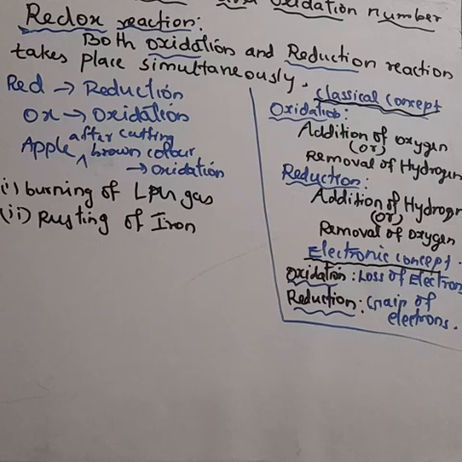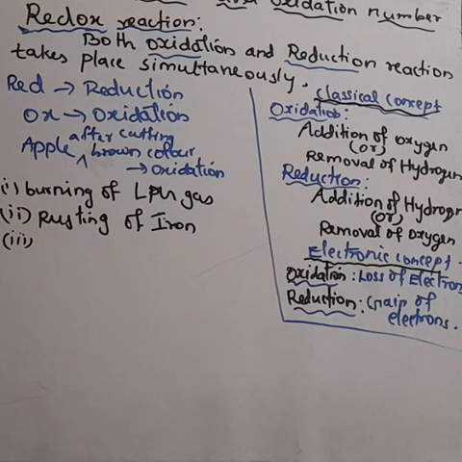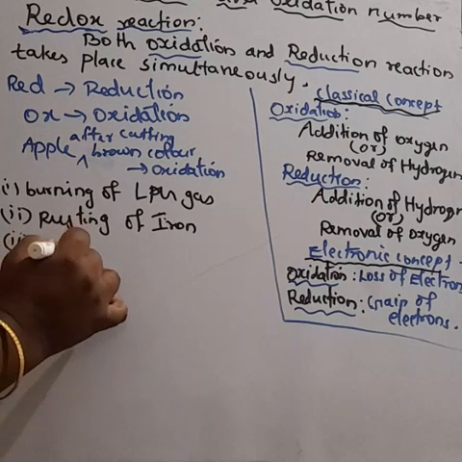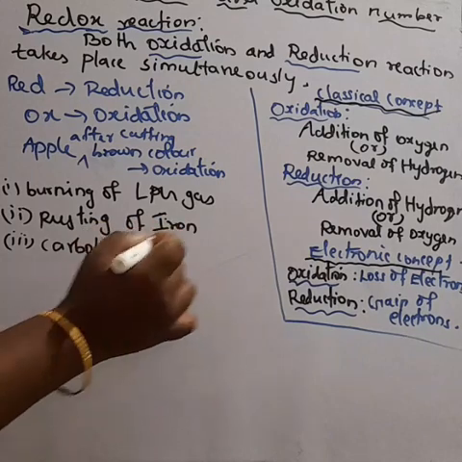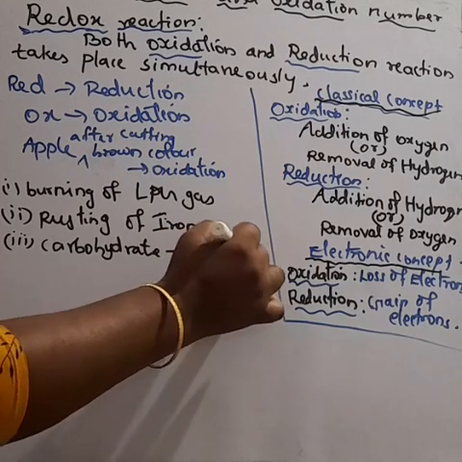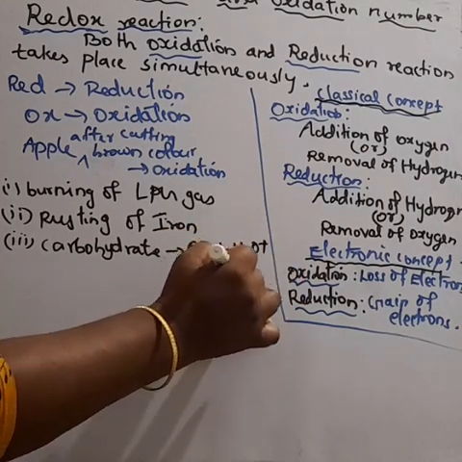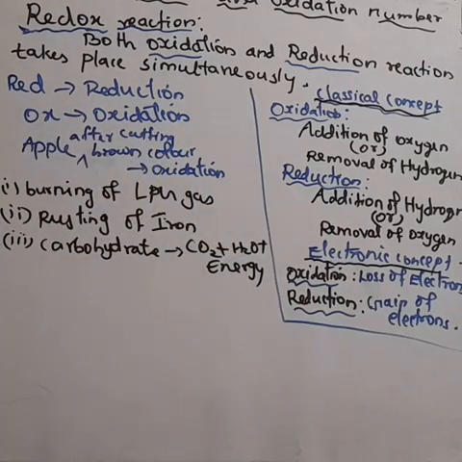Understood? Another example of an oxidation reaction is the oxidation of carbohydrates, lipids, etc. When carbohydrates are oxidized, we get carbon dioxide and water, producing energy in the living organism. When we eat carbohydrates, they are converted to carbon dioxide and water to produce energy in the living organism. Okay, understood? So these are examples of oxidation.